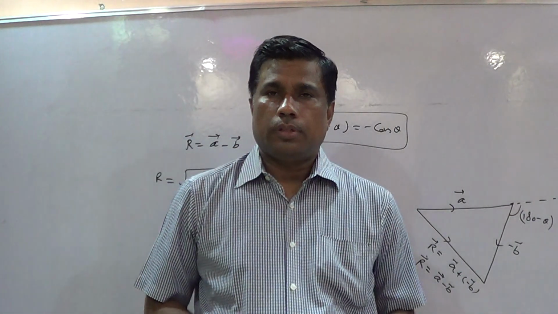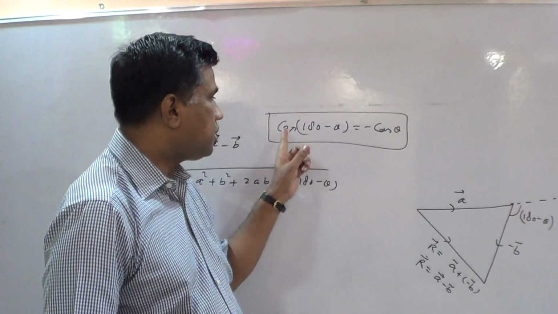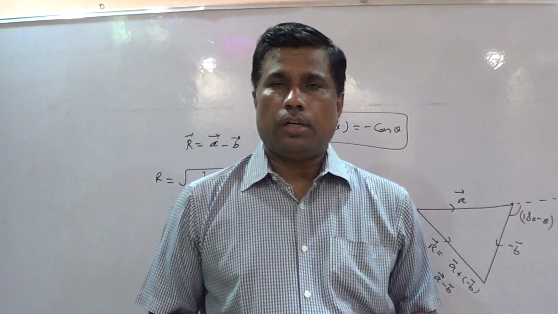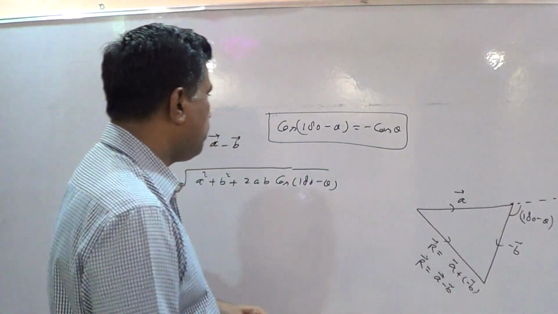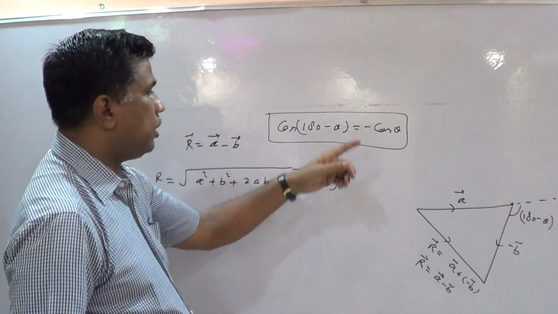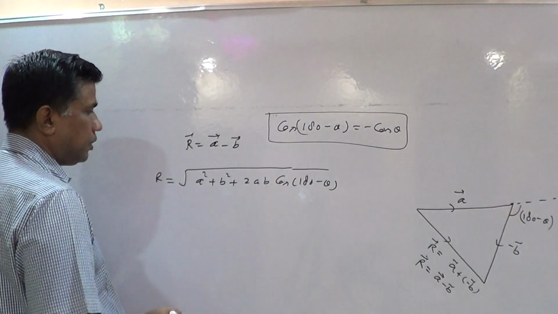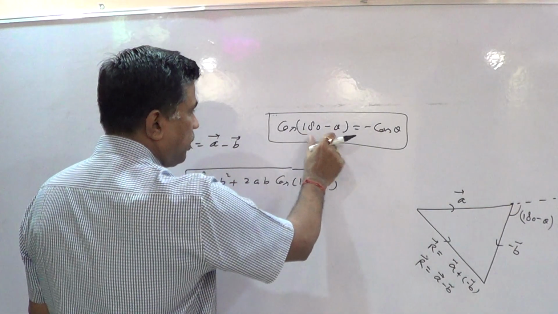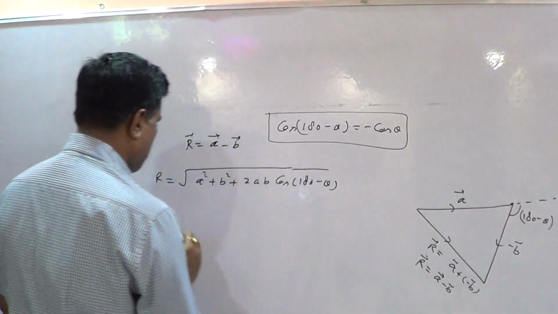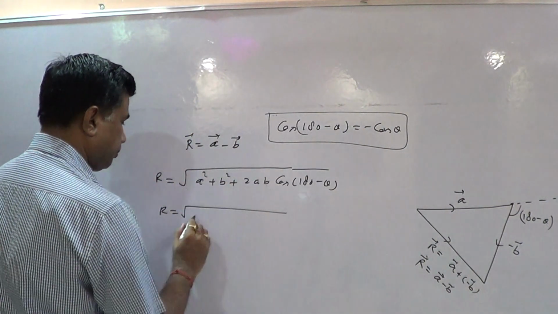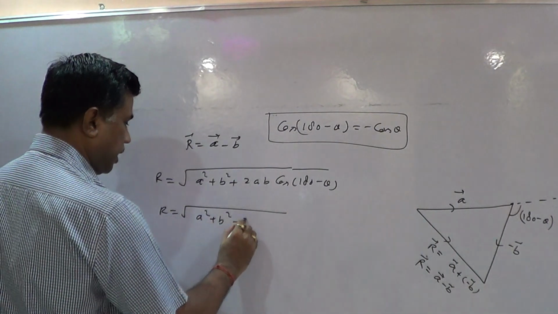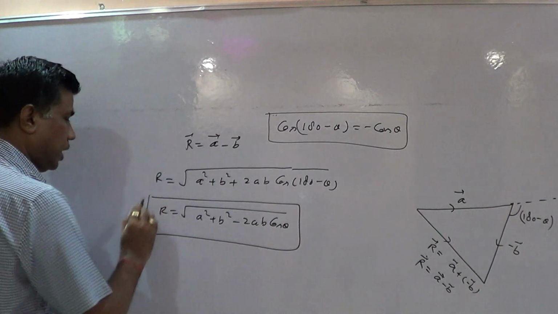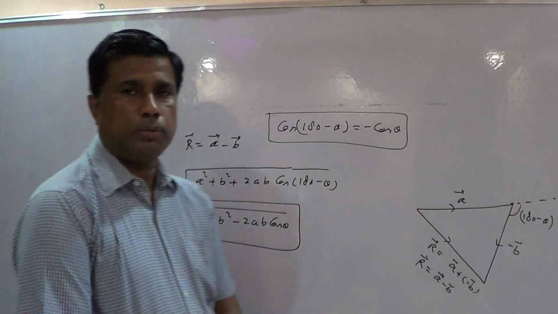Students, I will discuss these types of trigonometrical relations in coming videos or live classes, so that you can understand how this formula is obtained. But at this moment, in place of cos 180 minus theta, I am going to write minus cos theta. So R is equal to under root a square plus b square minus 2ab cos theta.